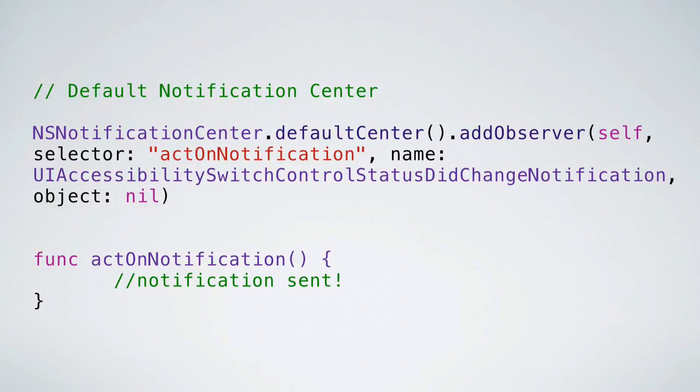You can also use the default notification center, not only the accessibility one. In this case, I use UIAccessibility.switchControlStatusDidChangeNotification that is activated every time the system settings change.